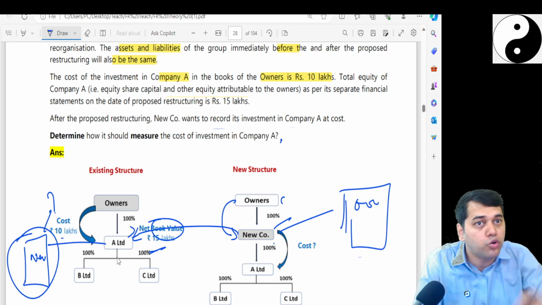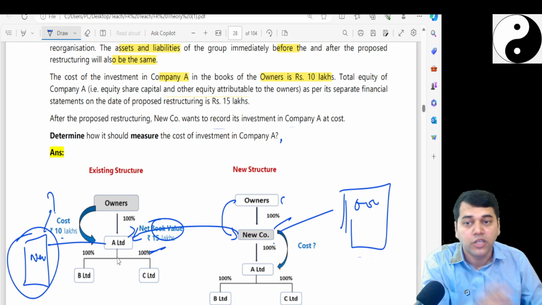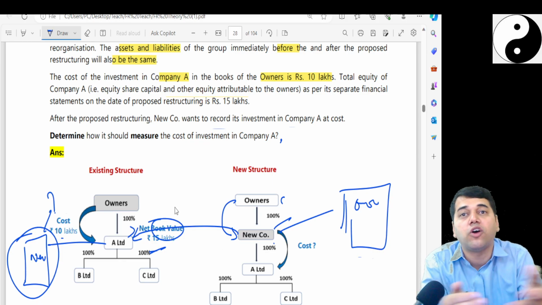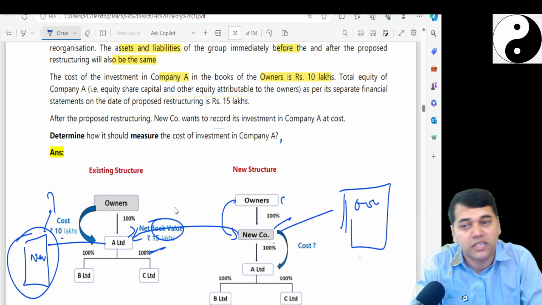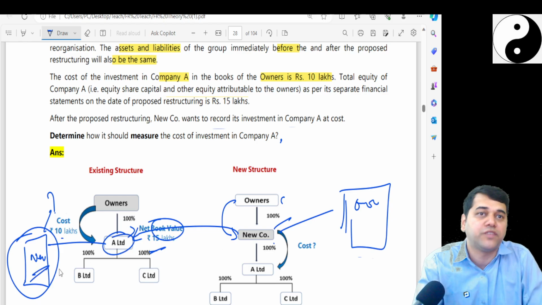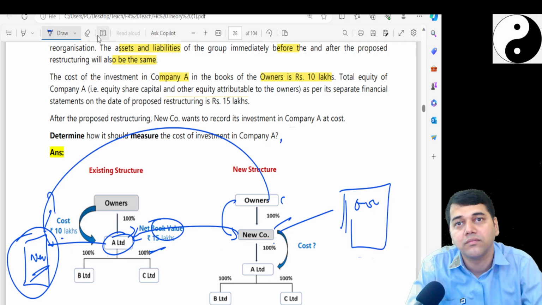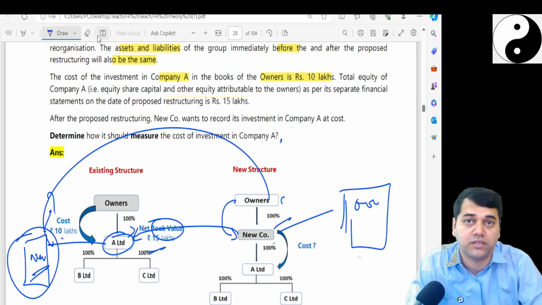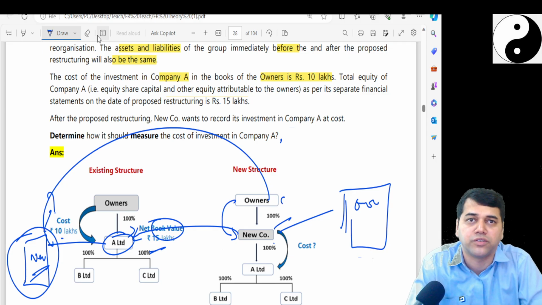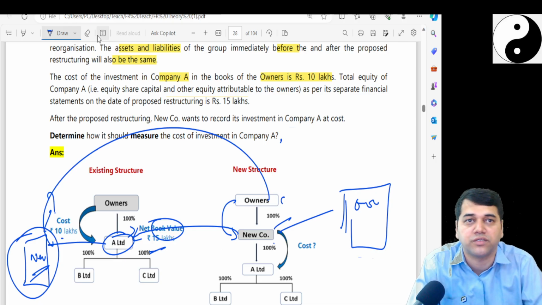For this, you have to go to A Limited, and value individual property, land and all. You don't do this exercise because it's a common control combination. That's why whatever their book value was in A Limited, that is the worth of the share. That gets transferred to you. If they had given fair value, you should ignore that, because it's a common control combination. Book value will be taken as the cost of the issue of the shares.